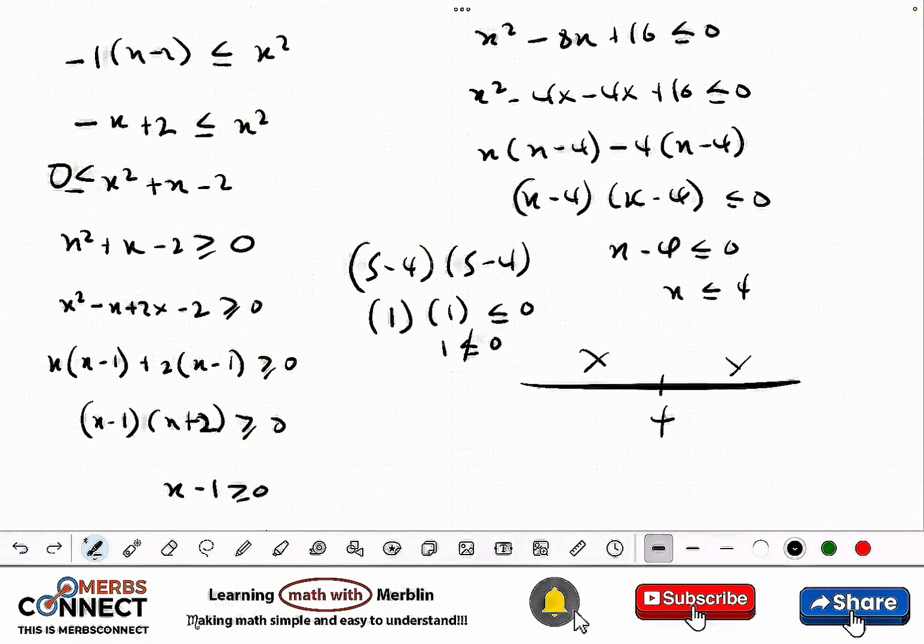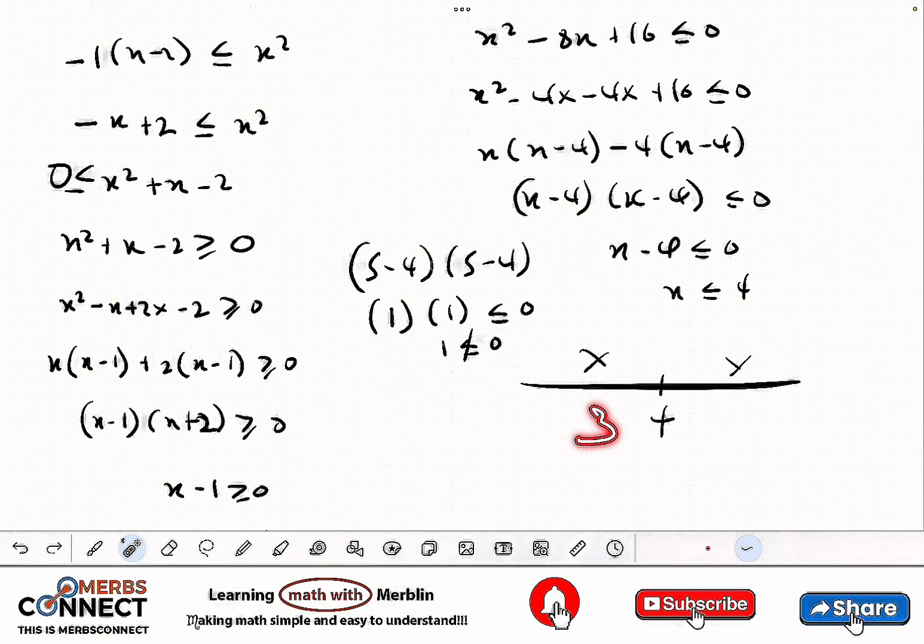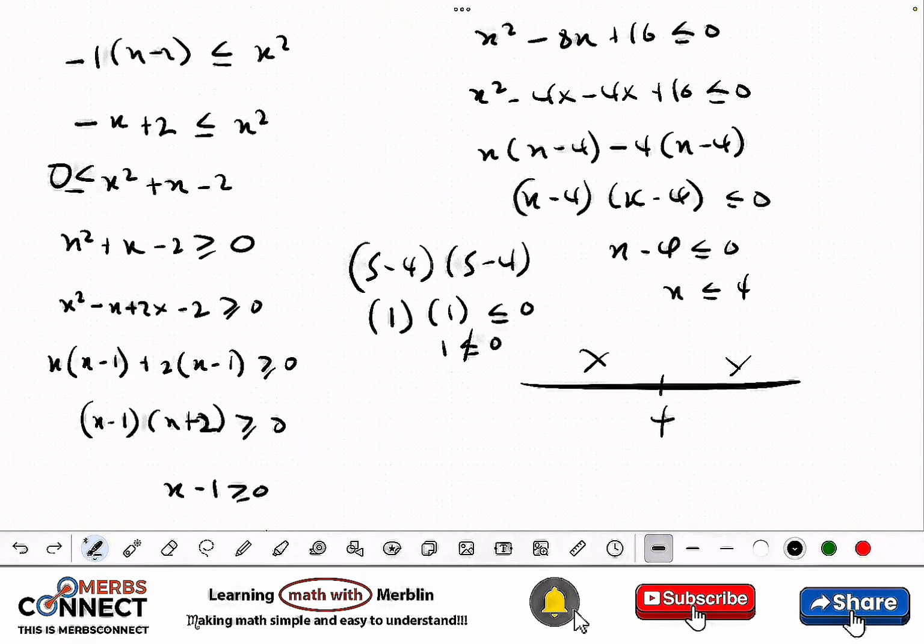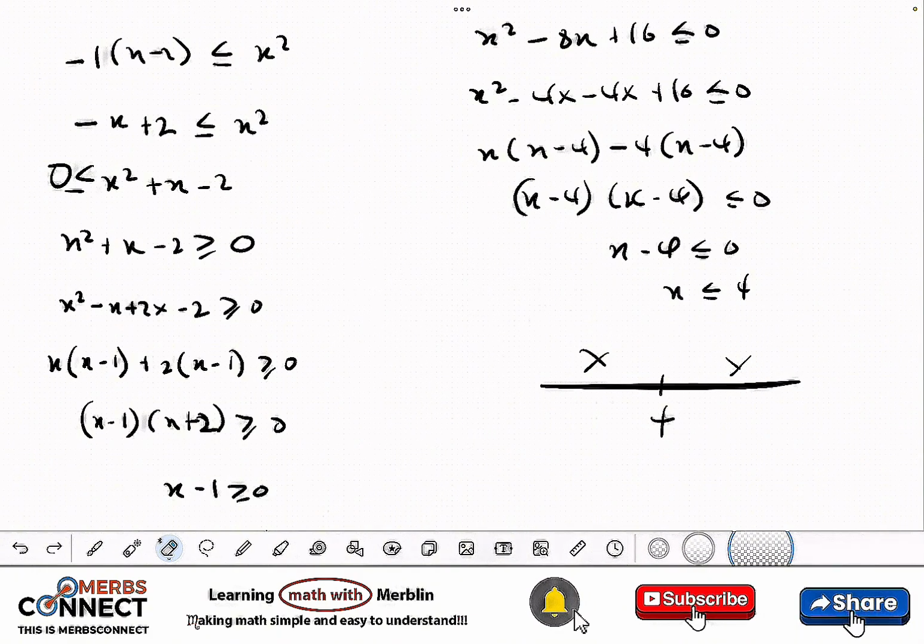Let me check the left side again. On the left side, we pick something like 3, right? So 3 minus 4, 3 minus 4, this is going to be minus 1. This is also going to be minus 1. And this is going to be 1. Good. So that one is not going to work out.